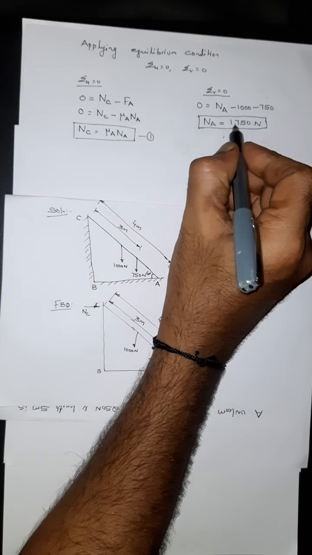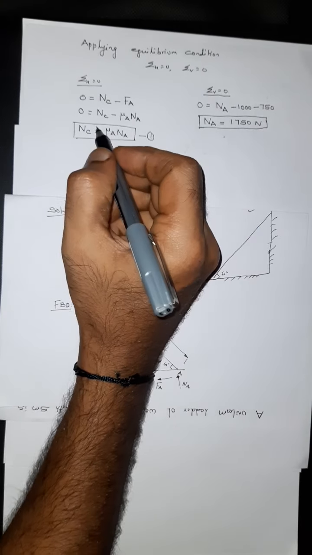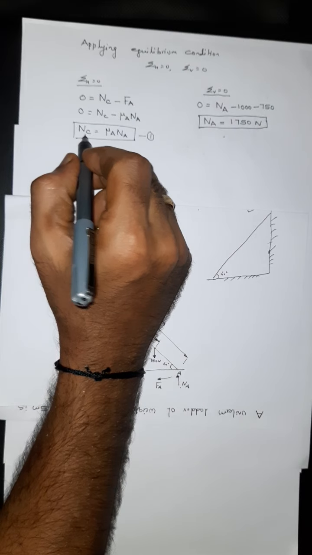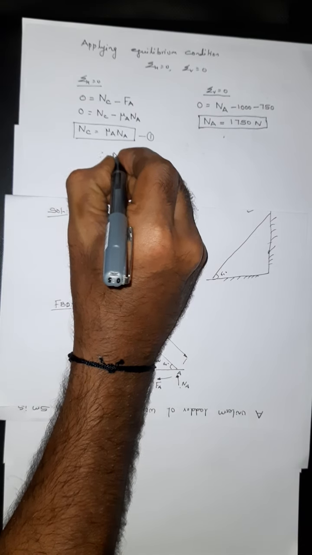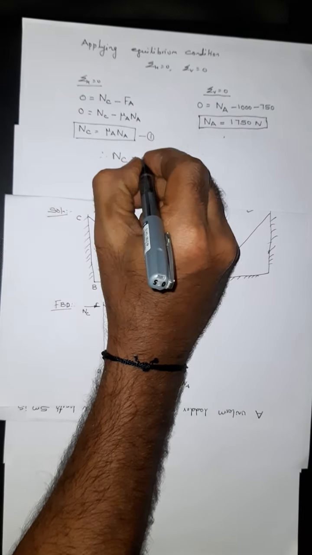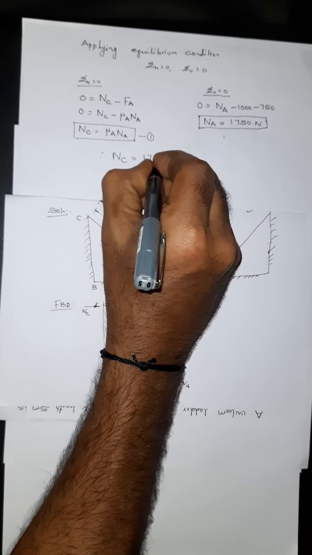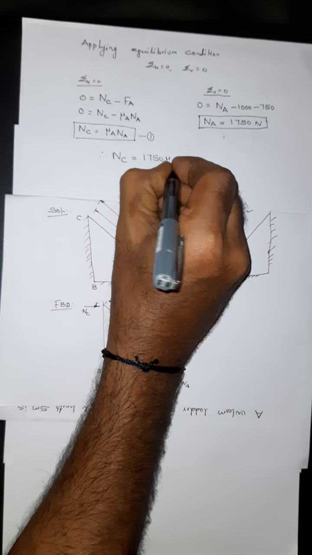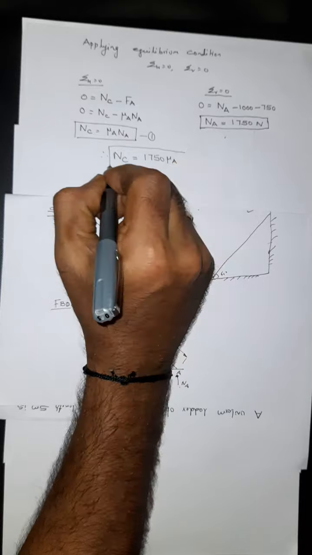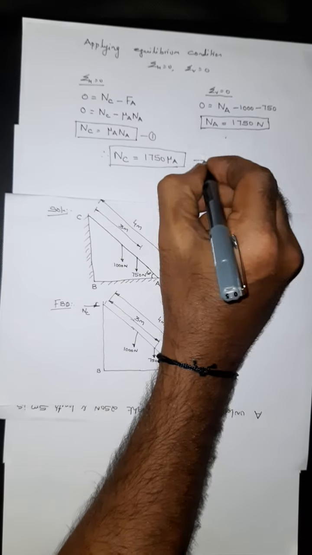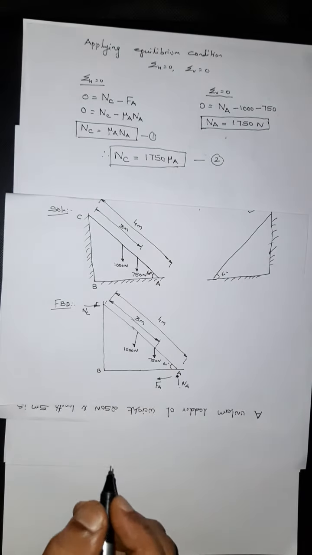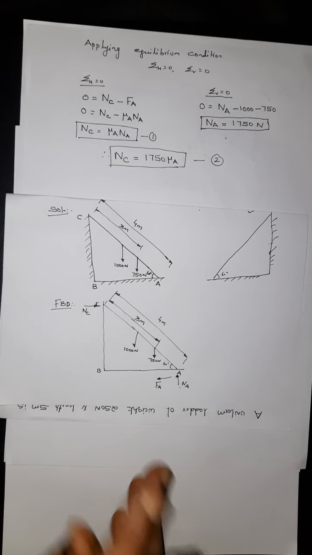Now substitute this NA value in equation number 1. Therefore NC equal to 1750 mu A. Equation number 2. Clear?